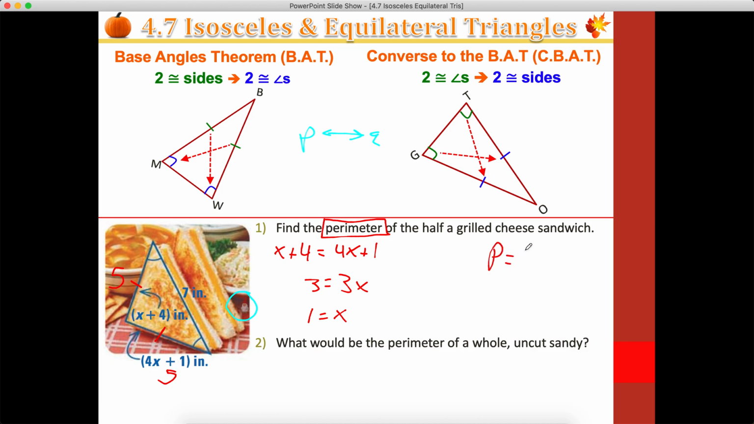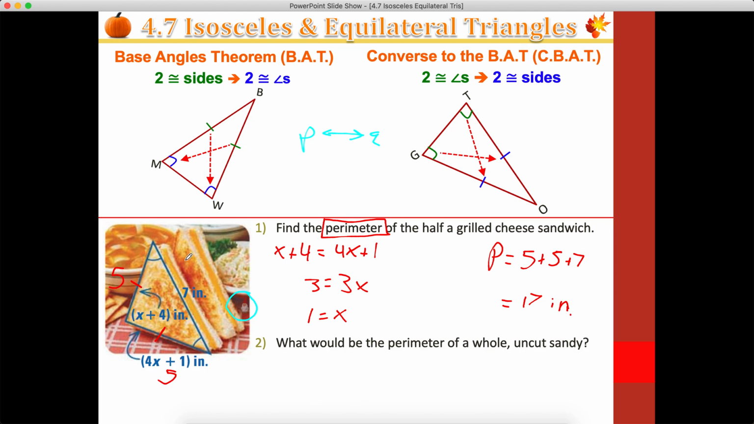So the perimeter is 5 plus 5 plus 7, because we're straight up told the side is 7. That is 17 inches. Great. I didn't multiply any units. I didn't do any inches times inches. I'm not dealing with area or volume, so it's just inches, not inches squared or inches cubed or whatever.